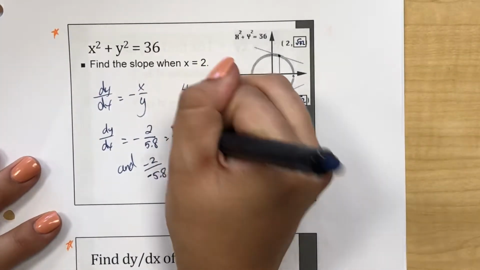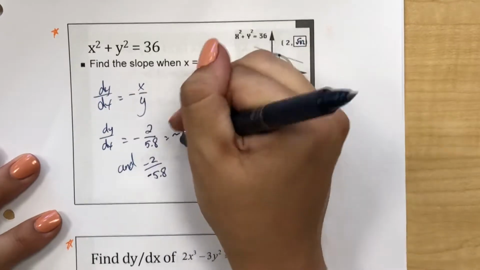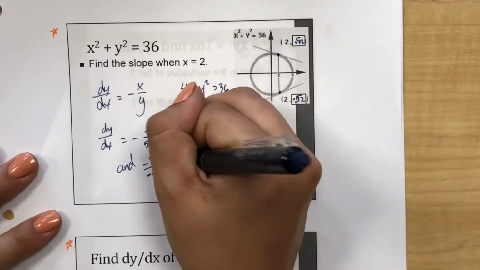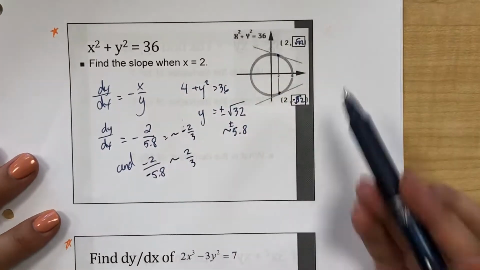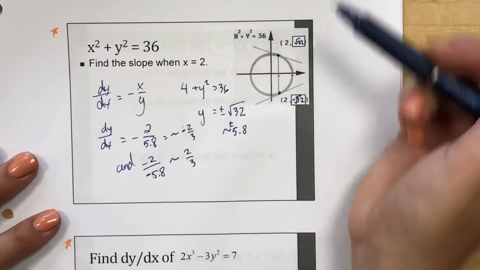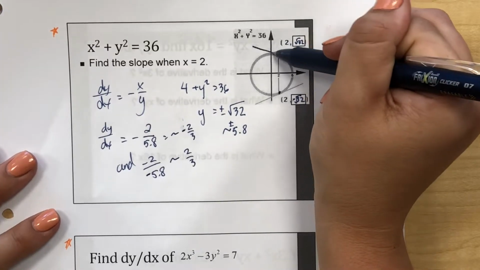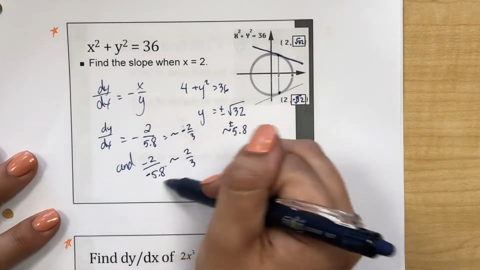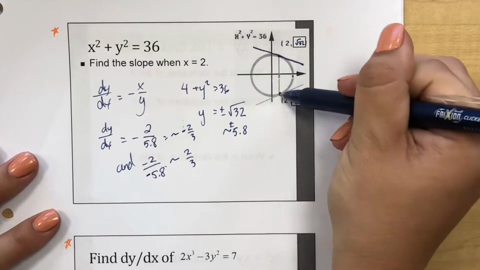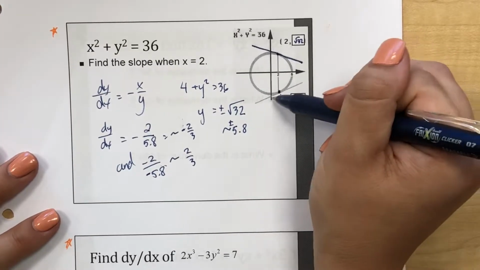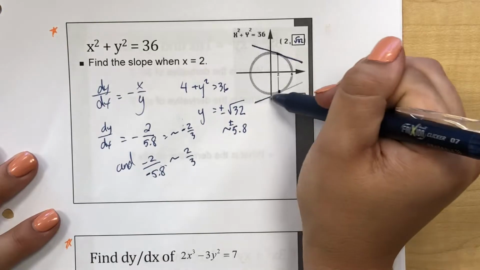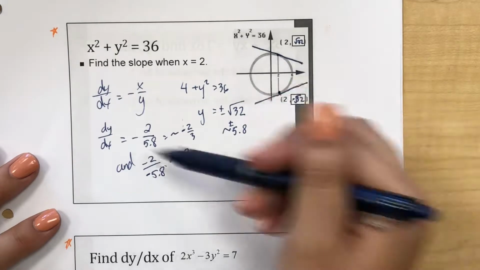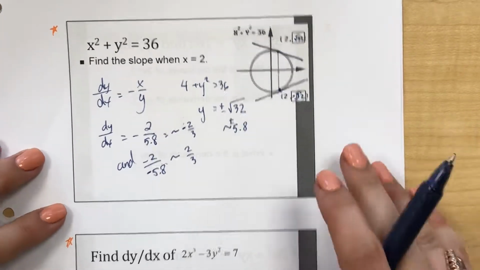Okay, so let's say this is about negative 2/3, and this is about positive 2/3. At positive 5.8, it's here. Would you say the slope is around negative 2/3? Yep. And when I plug in negative 5.8, I'm at this point, 2 comma negative 5.8. Would you say my slope is about 2/3? Yes. So that's a visual of seeing how my derivative works.